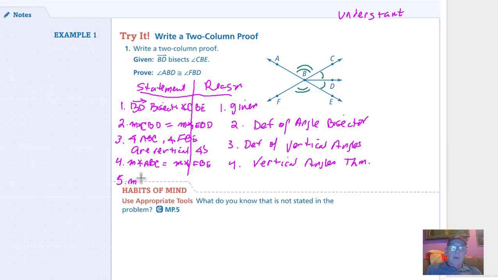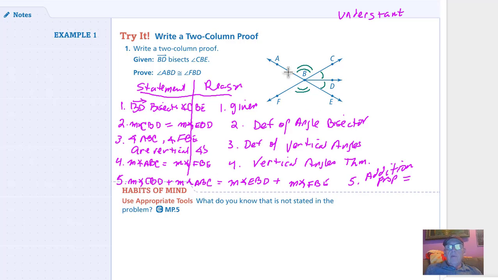So I've got the measure of angle CBD plus the measure of angle ABC is equal to the measure of angle EBD plus the measure of angle FBE. And that's really just the addition property of equality. I'm adding equals on to both parts. So there's our step 5.